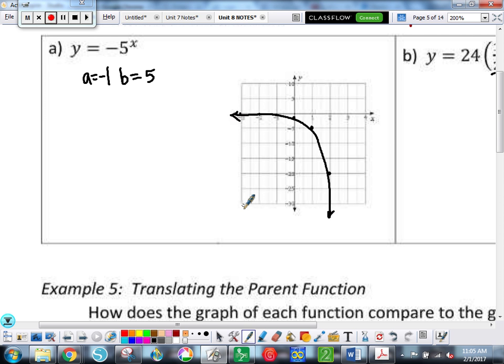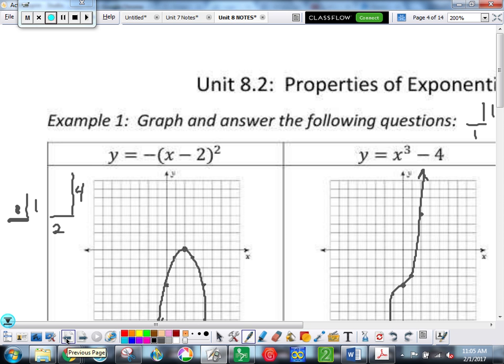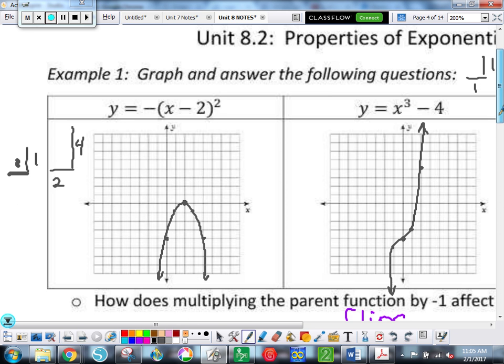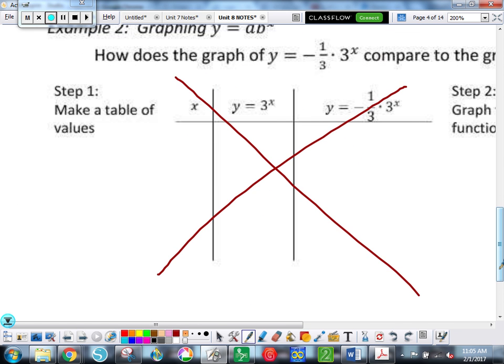Something like that. So as long as you know what the parent graph is, what the multiplier is, and what the starting spot is, and if it's going up or going down, these are pretty easy to graph. Is that okay? Do another one? Go back to the page before. Let's find that one that we skipped.